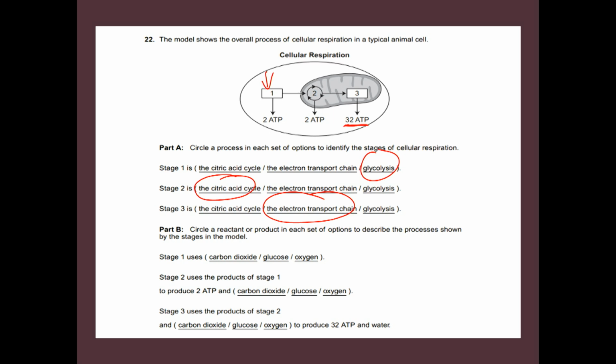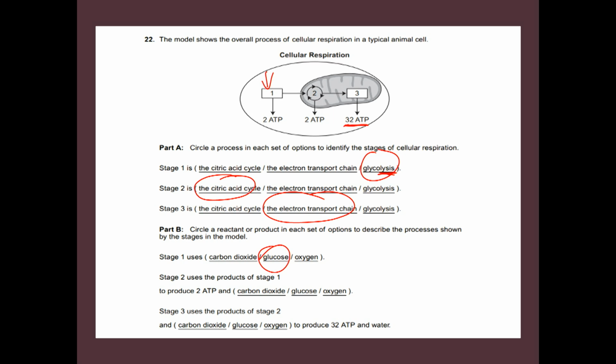Okay, so down here in part B, same thing, circle a reactant or product in each set of options to describe the process as shown by the stages in this model. Okay, so number 1 says stage 1 uses glucose. That should make sense. Glucose is used in glycolysis. Glycolysis means to break down glucose, so you need glucose in order to do that.